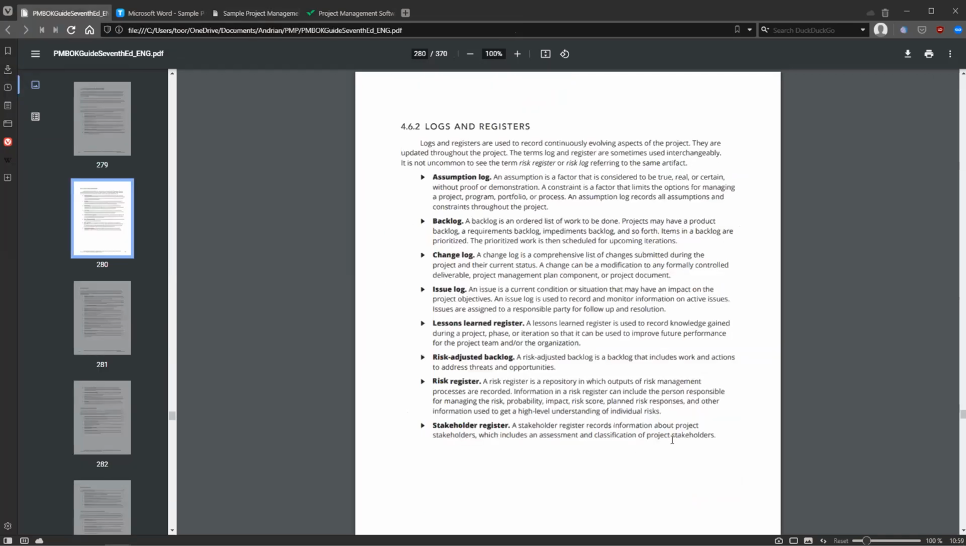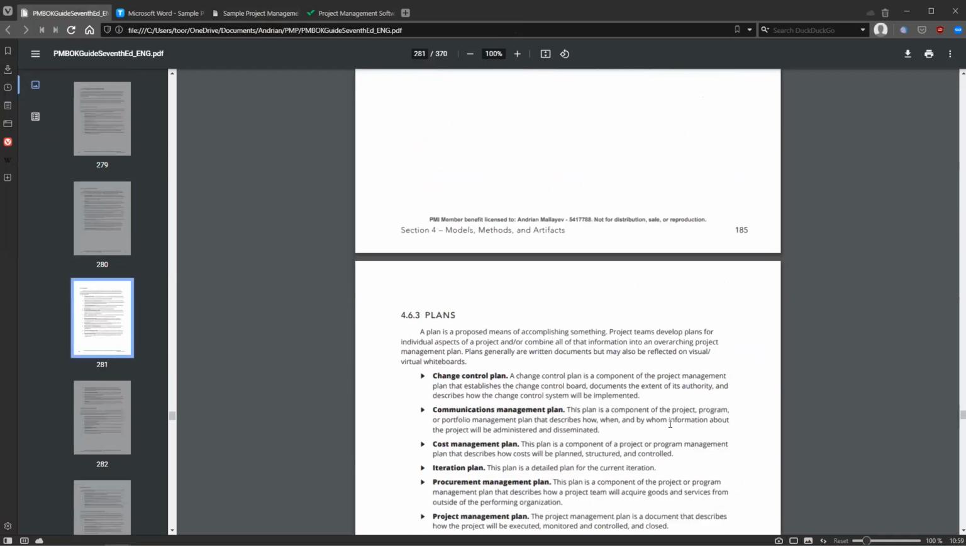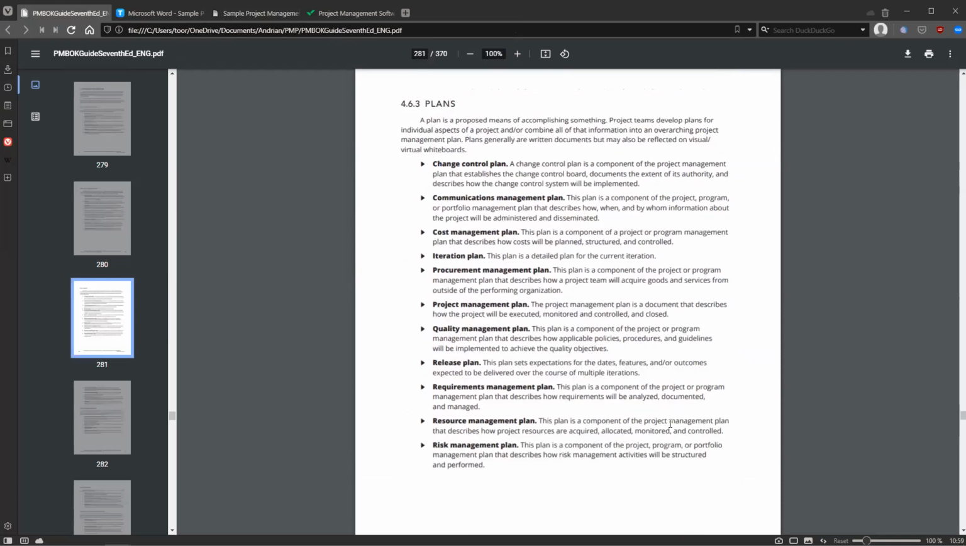Okay, going back to the documents again. I can do an overview of commonly used plans. Basically, project management plan includes all those separate plan areas. Do you want me to talk about this? Yeah, sounds good.